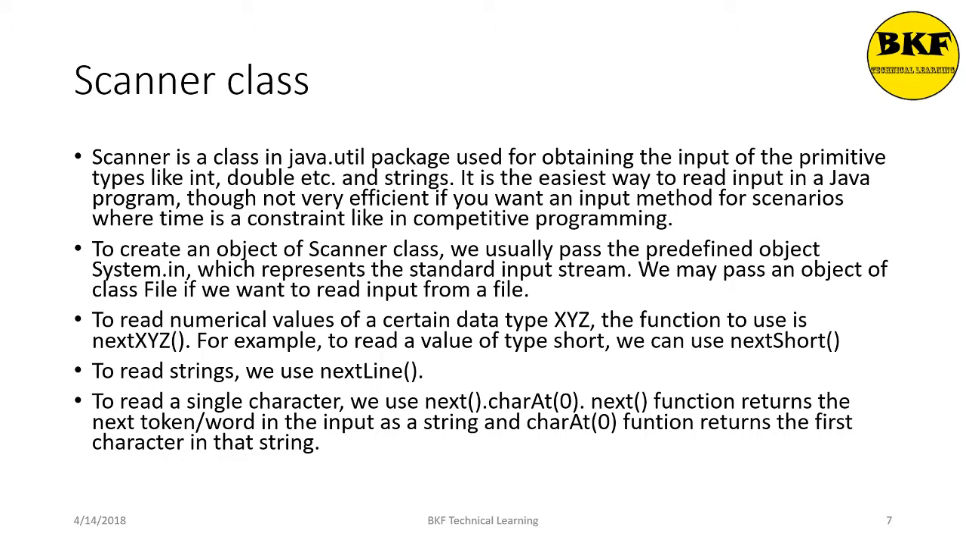To read numerical values of a certain data type XYZ, the function to use is nextXYZ. For example, if you want to read a value of type short, we make use of nextShort method. To read string, we make use of nextLine method. To read a single character, we use next().charAt(0) function. The next function returns the next token or word in the input as a string, and charAt(0) function returns the first character in that string.